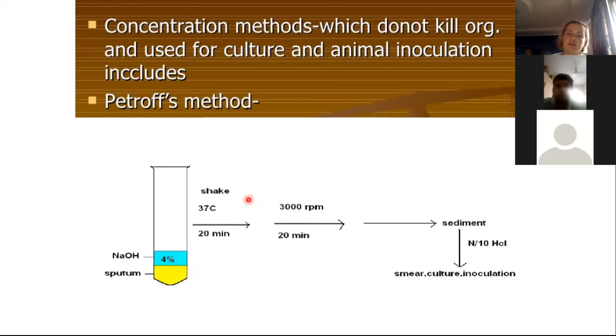For the best examination, you can use a concentration method, like sedimentation.